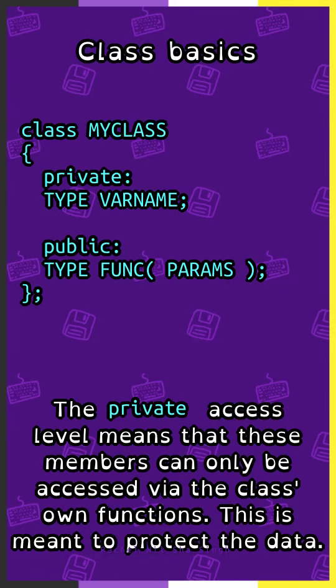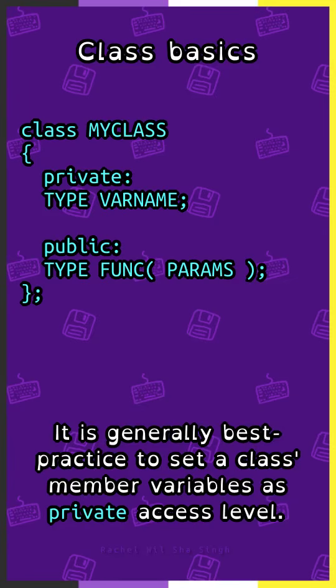The private access level means that these members can only be accessed via the class's own functions. This is meant to protect the data. It is generally best practice to set a class's member variables as private access level.